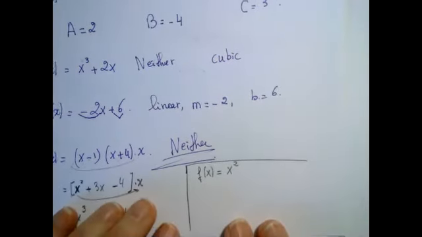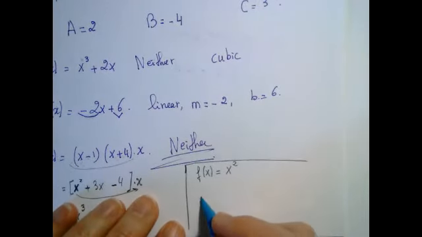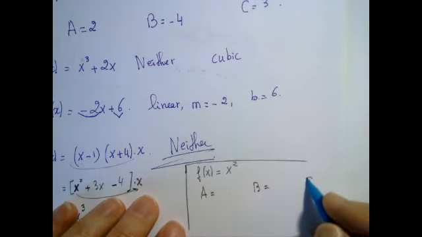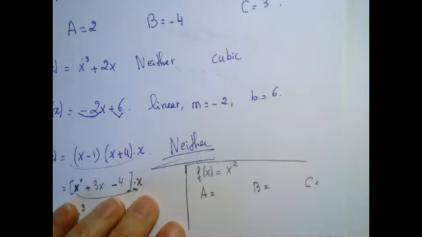Okay, that's the simplest kind of quadratic. What's the A here? What's the B? And what's the C? What's the A? 1. What's the B? Don't be afraid of the answer.